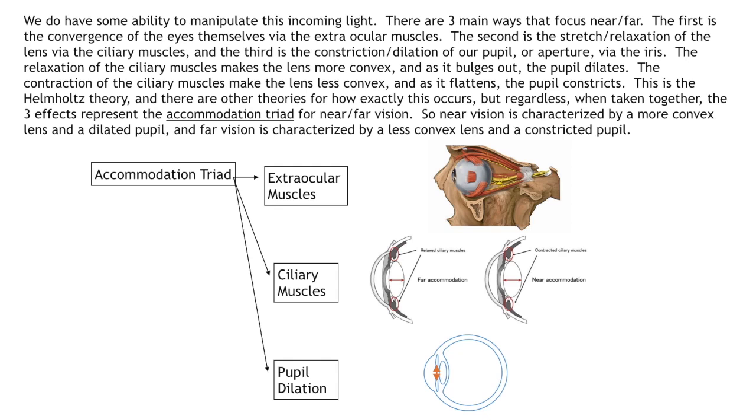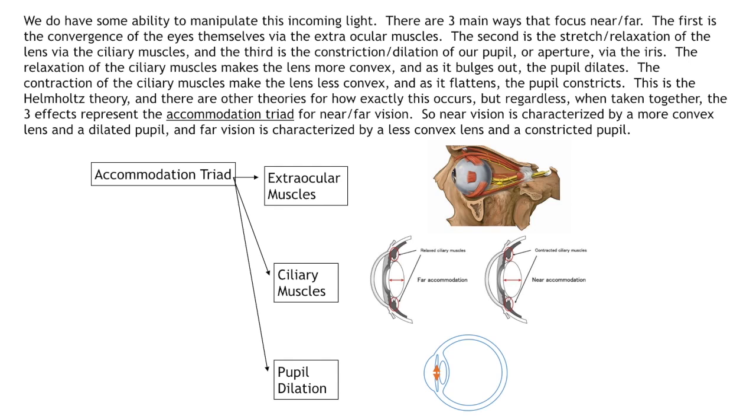We do have some ability to manipulate this incoming light, so it's not a pure lens system. There are three main ways that we focus near and far. The first is the convergence of the eyes themselves via the extraocular muscles. The second is the stretch and relaxation of the lens via the ciliary muscles, and the third is the constriction and dilation of our pupil or aperture via the iris.